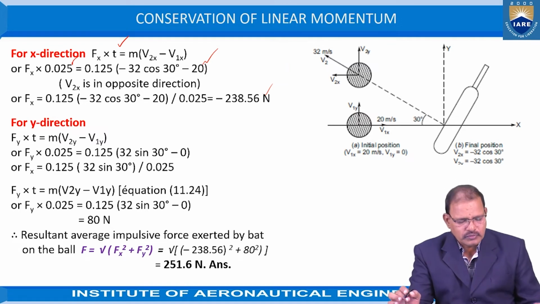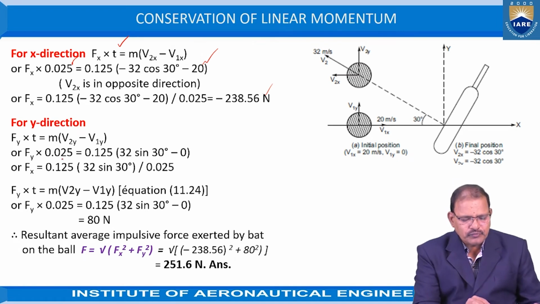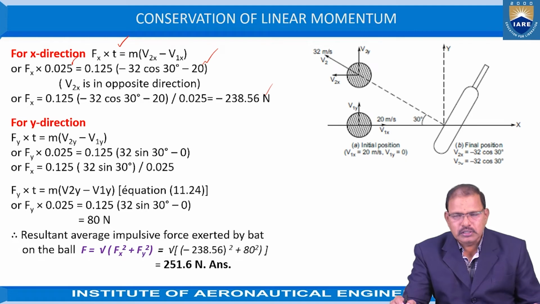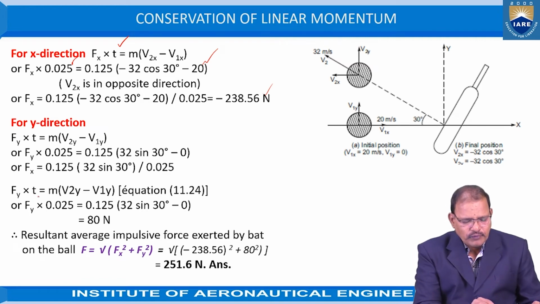Similarly, for the Fy direction, Fy into t is equal to m into (v2y minus v1y). Since it is moving in the upward direction, we assume the velocity is positive. So Fy into t is equal to 0.025, m is equal to 0.125, 32 sin 30 representing the final velocity in the y direction, minus 0 because it moved in the horizontal direction earlier, so the y component is equal to 0.